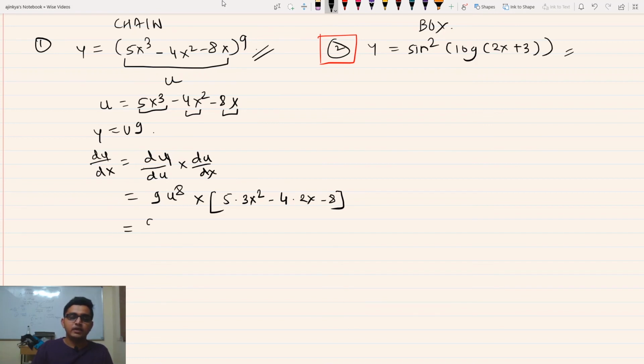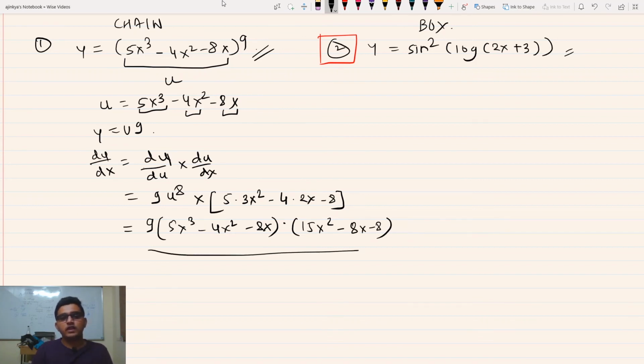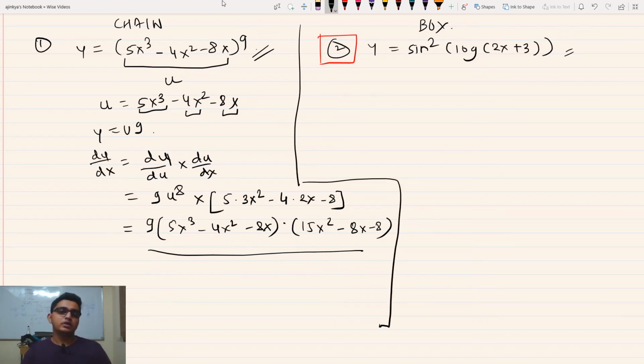And in this case we have 9. What is u? u is nothing but the original term, which is 5x cube minus 4x square minus 8x, times 15x square minus 8x minus 8. So this is your final answer, and we'll try to partition it. So this is your first way to do it.